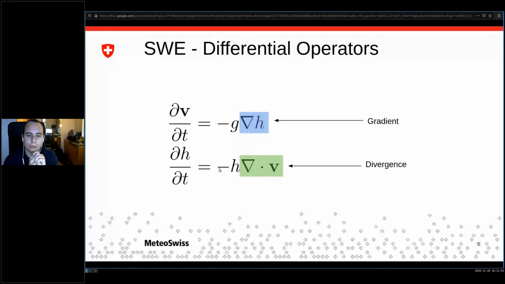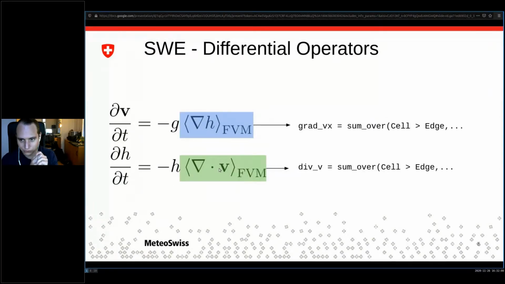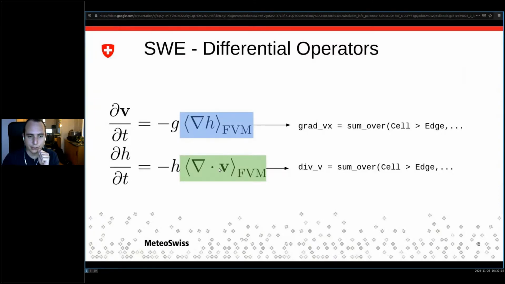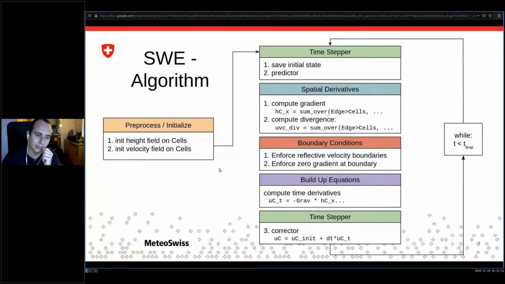By now you should be able to see that we have a gradient at the top here and a divergence at the bottom here. So if I show this to you, that's not going to be a huge spoiler. You know how to compute these vector analytical quantities now. And from here, we can already start to sketch our algorithm. We would initialize our velocity and height fields, right? We have the same time step as before, where we save the initial state and execute the predictor.